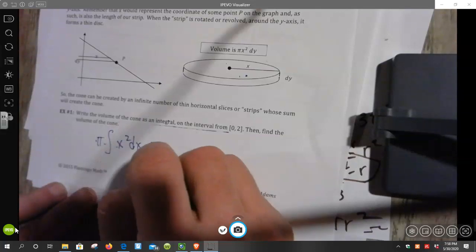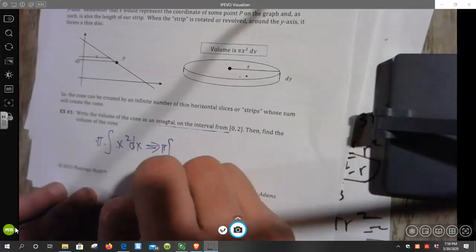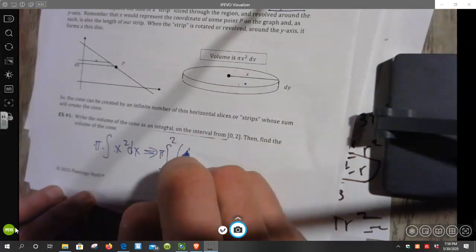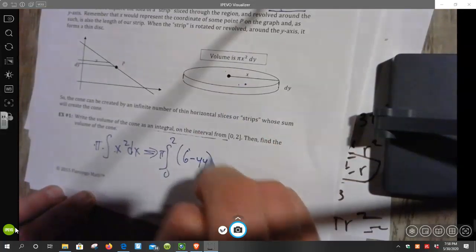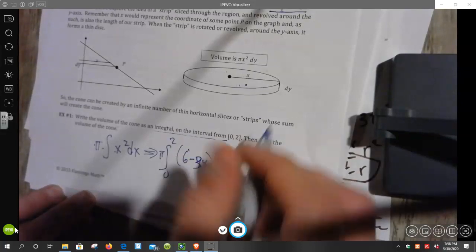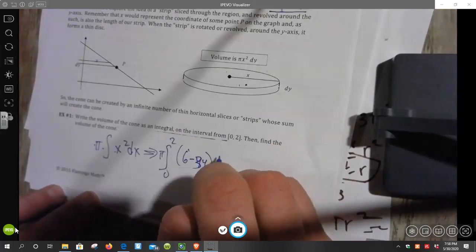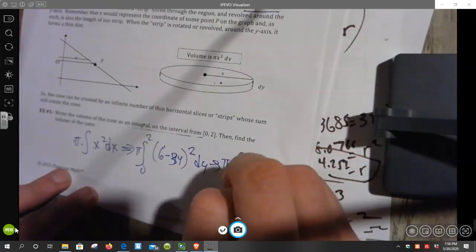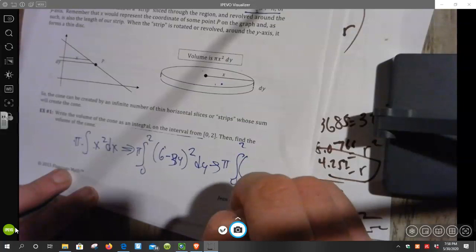Which we're going to substitute now. Pi from 0 to 2. And now in place of x, we're putting in now in terms of y, 6 minus 3y. We substituted before, 6 minus 3y. And that's radius squared dy, which goes to pi, and to go from 0 to 2. Now we have to multiply that out.